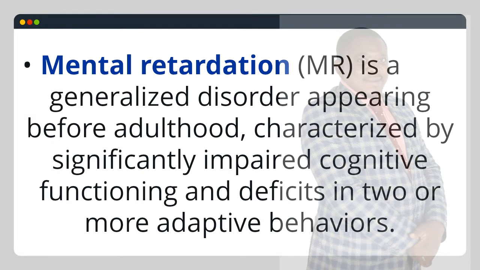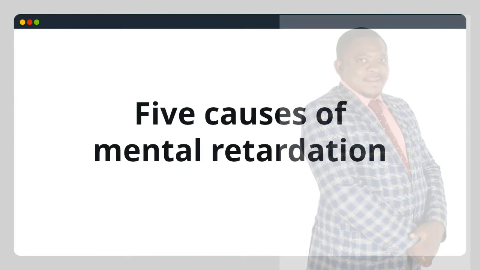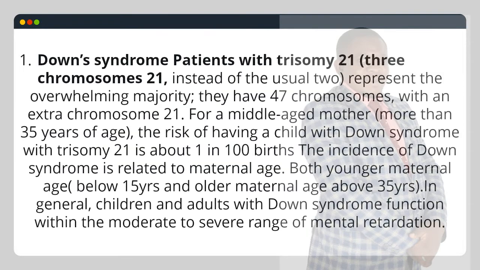Definition. Mental retardation, MR, is a generalized disorder appearing before adulthood, characterized by significantly impaired cognitive functioning and deficits in two or more adaptive behaviors. Intelligence quotient score below 70 with sub-average general intellectual functioning and impairment in adaptive behavior appearing before the age of 18 years. 5 causes of mental retardation.